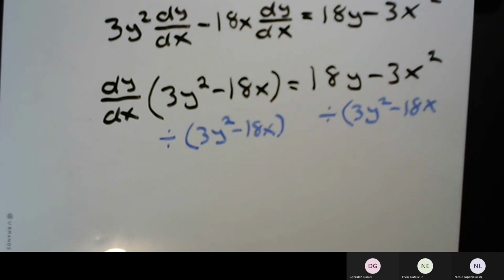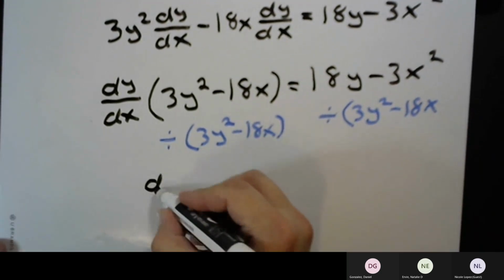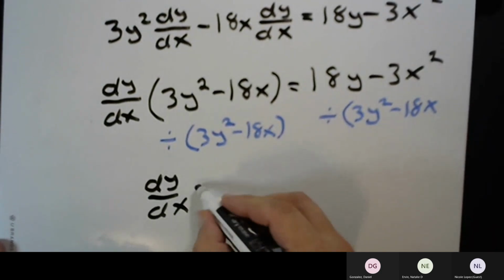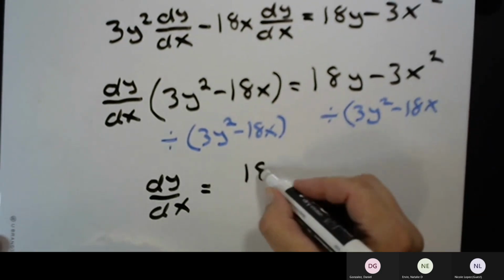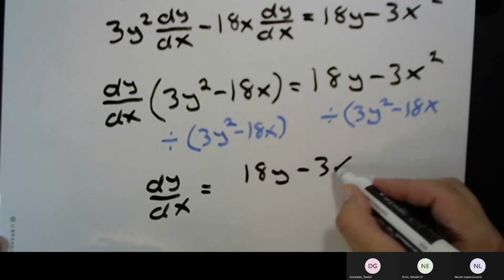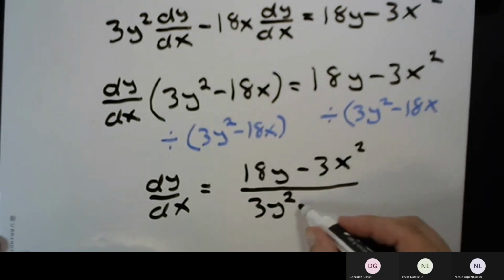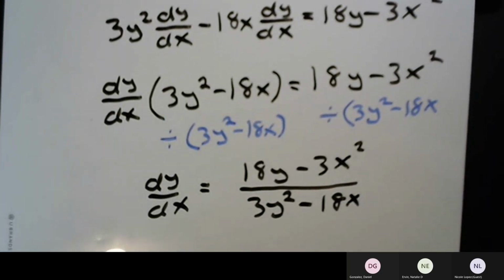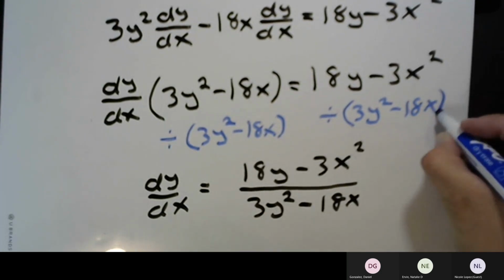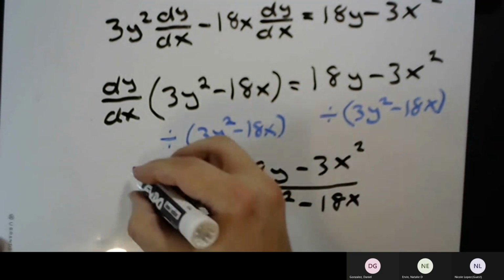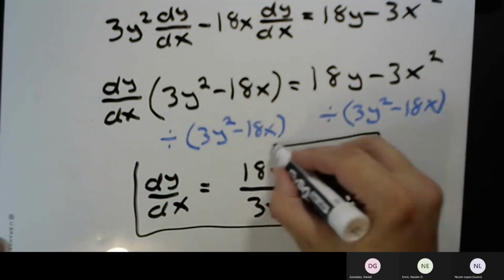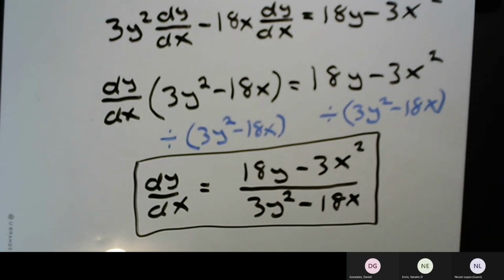And so what that's going to give us is dy dx is 18y minus 3x squared over 3y squared minus 18x. I forgot a parenthesis. There we go. So that's going to be our answer.